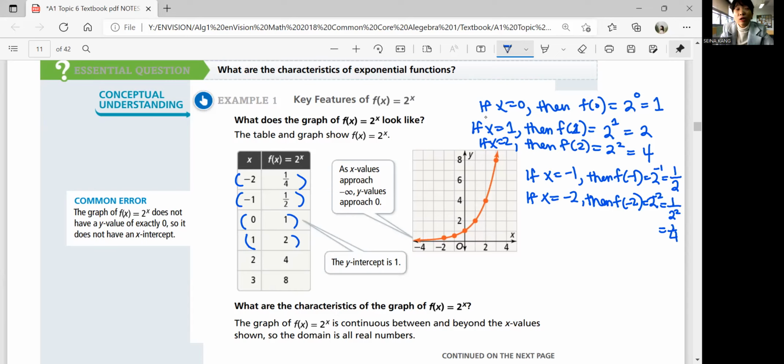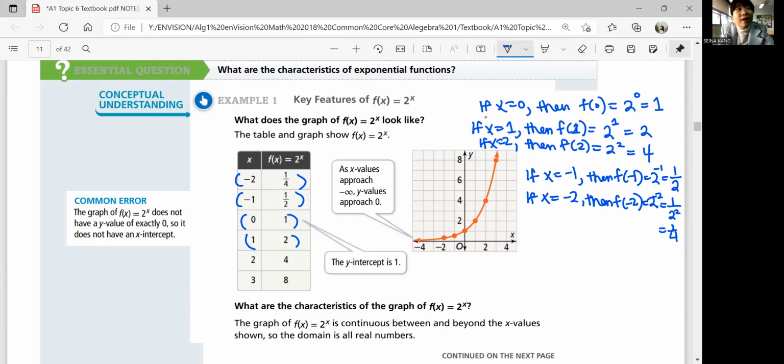Exponential functions will not have a straight line. Your numbers will grow and decrease exponentially, which means super fast. It's a curved line. Okay, so it's going to look like this or like that or like that, but it's not going to be straight. Your exponential functions are going to be curved.